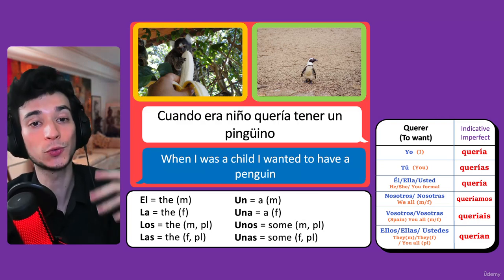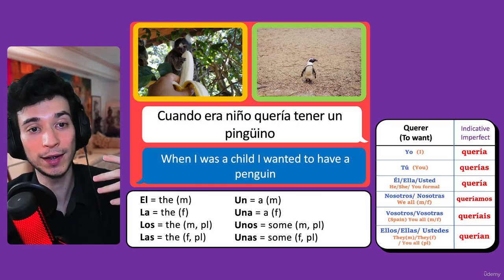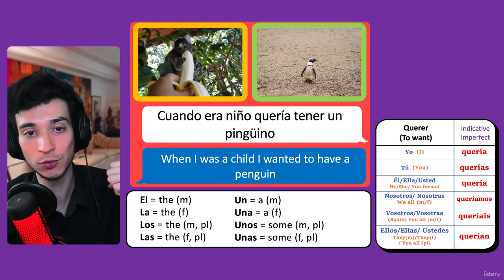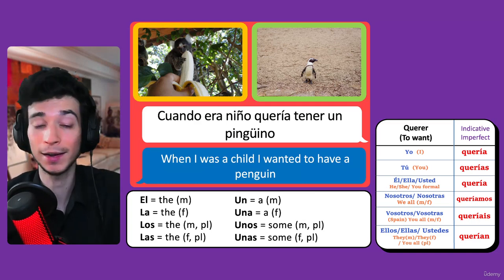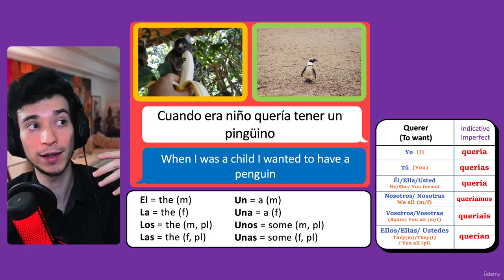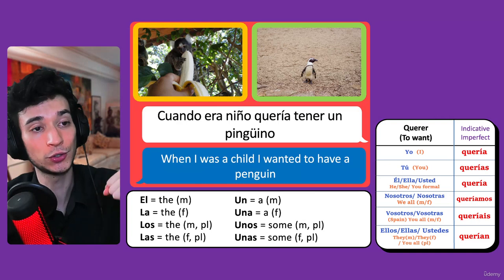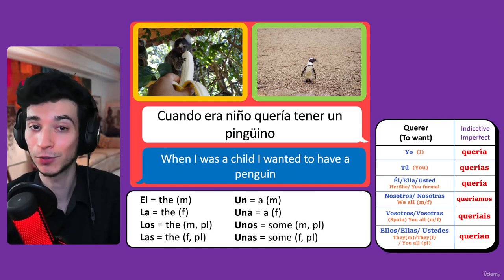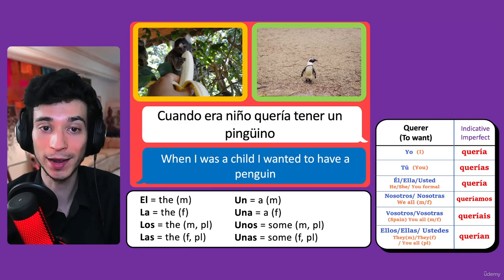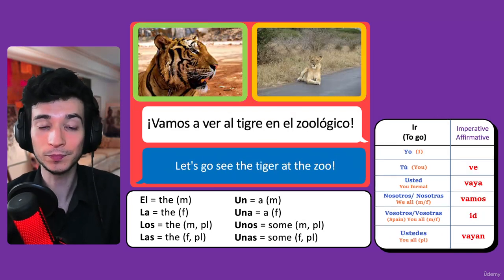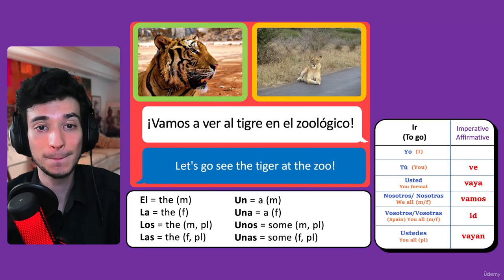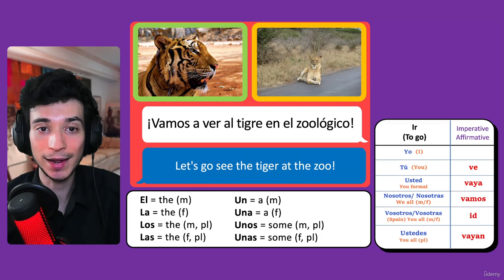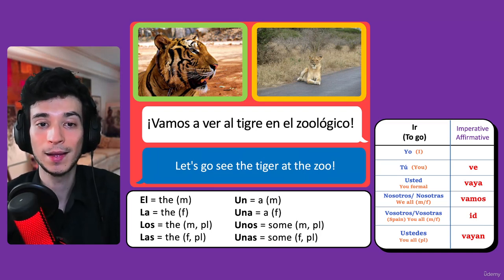Cuando era niño means when I was a child. Cuando era means when I was. And cuando era maestro, when I was a teacher. Cuando era estudiante, when I was a student. So you can use cuando era, when I was. Okay, next one. Vamos a ver al tigre en el zoológico.